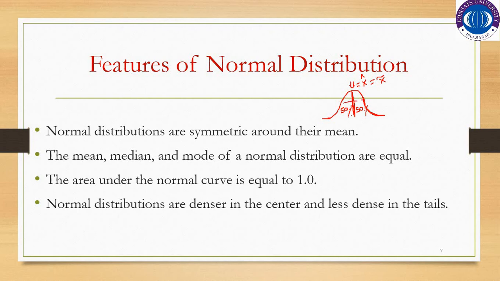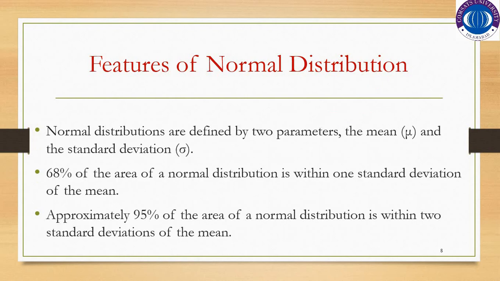The area under the normal curve is 1. So the total area under this normal curve, this probability density function, because this is a continuous probability distribution, that's why we call it probability density function, and the total area under the curve should be equal to 1 because the total probability is always equal to 1. Normal distributions are denser in the center and less dense in the tails.